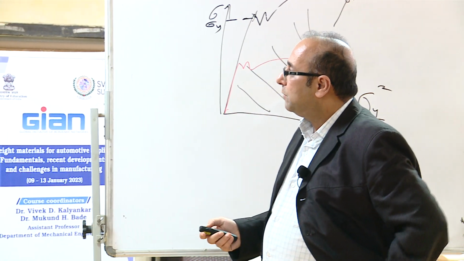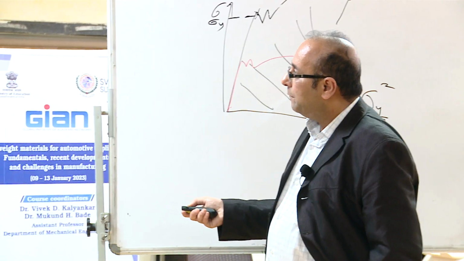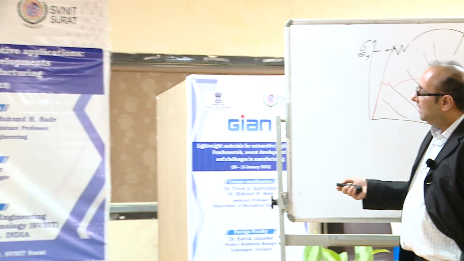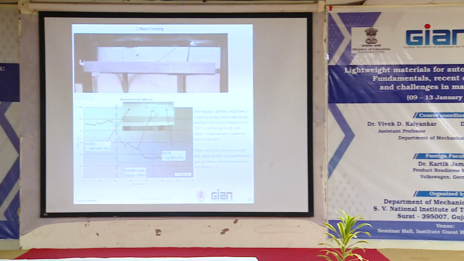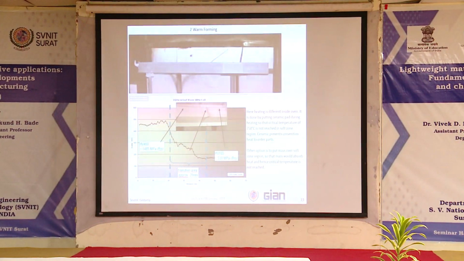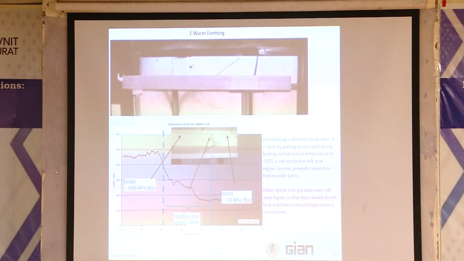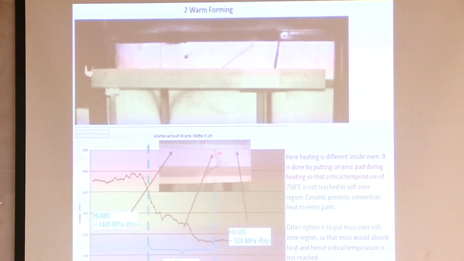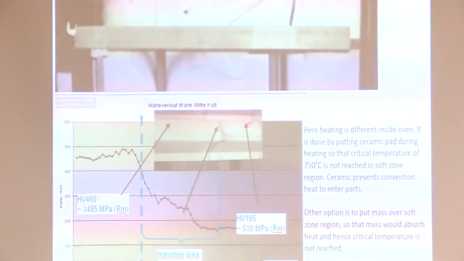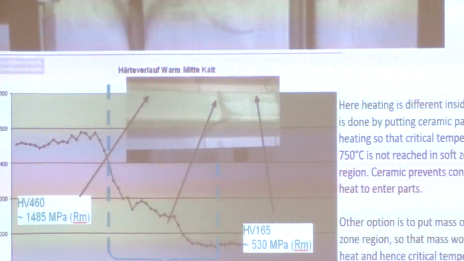So this is also the process, as I told you, for the soft zone technology. We are putting the ceramic block in the area where we don't want any heating to be done. The ceramic blocks the convection of the heat. The part will not be heated. The part will be soft. So you can see the high zone area. This is the high zone area, and this is the soft zone area, and this is the transition area of around 20 millimeter.